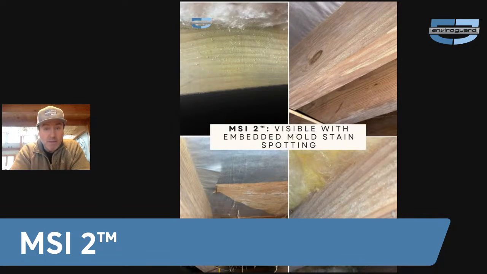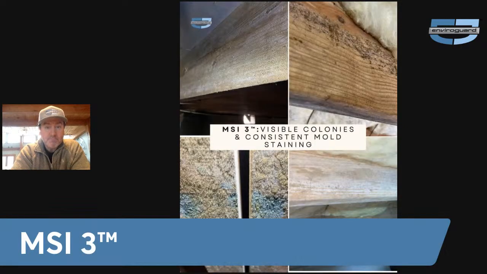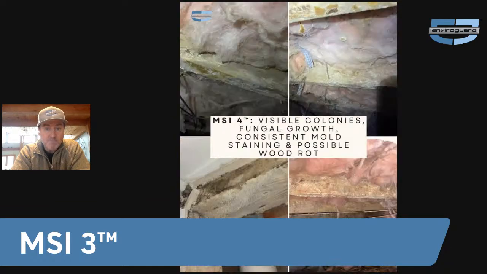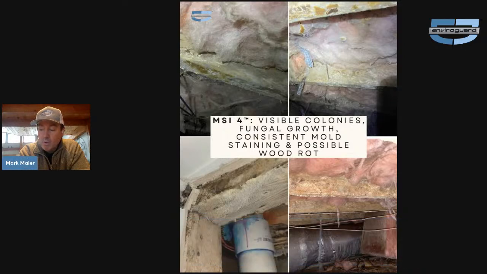All right, so let's talk about MSI 3. So MSI 3 is when you have visible colony formation and consistent mold staining, as you can see in these pictures, right? Some of it is lighter staining, some of it is darker staining, but nevertheless, you've got consistent staining across that structural surface. And then finally, MSI 4 is visible colonies, consistent mold staining, and possible wood rot, okay? So those are the definitions of MSI 1 through 4.